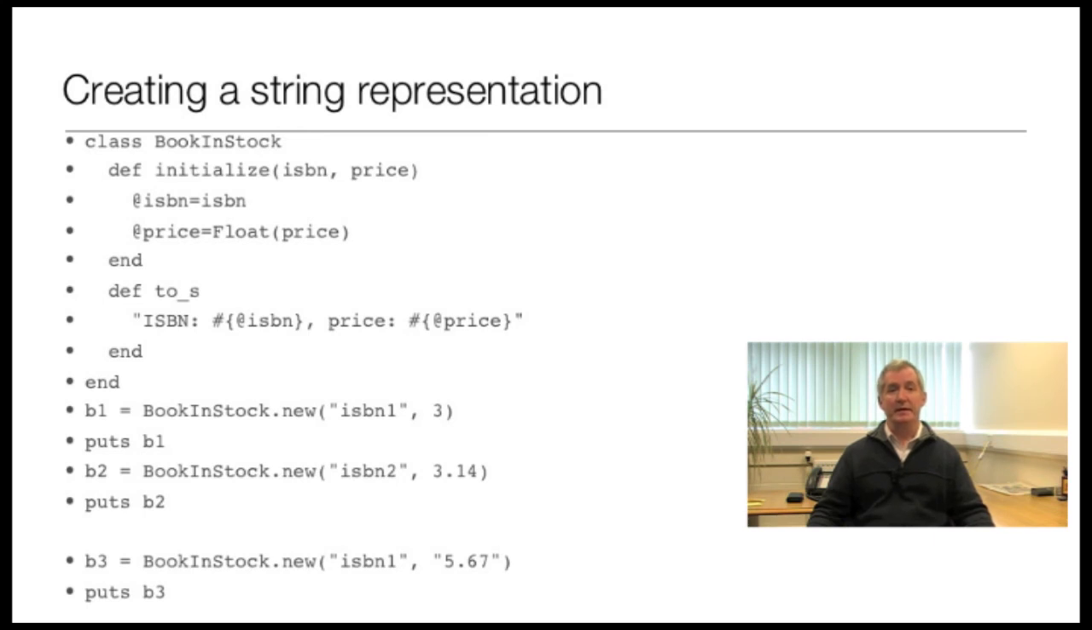I don't give you the output. That's for you to test on your own at a Ruby console, but you should be able to guess what's going to happen there. In each of those cases, it will print out capital letters ISBN, followed by the evaluation of the ISBN instance variable, with a comma, then price, followed by an evaluation of the instance variable price, and terminates.